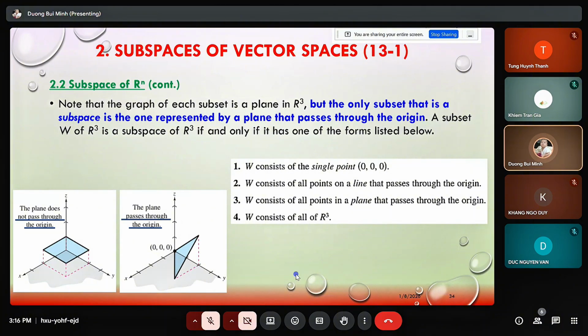Now we have the vector space R3. We just consider a plane, right? If this plane doesn't pass through the origin, this one is not a subspace. But for this one, the plane passes through the origin, so this is a subspace.